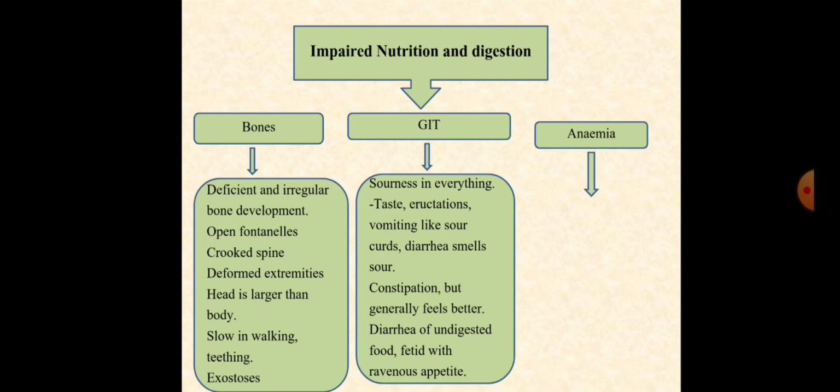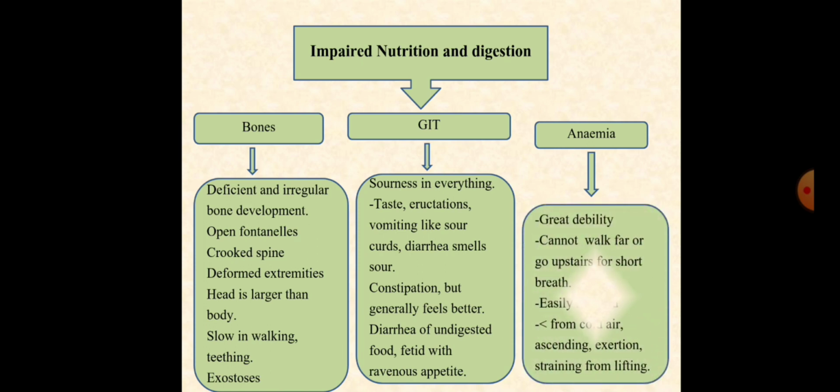Then anemia, we saw in the previous slide, they will have pallor everywhere. Other than pallor, what other symptoms can you find in anemia? Great debility, weakness, cannot walk far or go upstairs, shortness of breath, easily strained, aggravation from cold air, ascending, exertion, straining from lifting. So they will have these symptoms because of anemia.